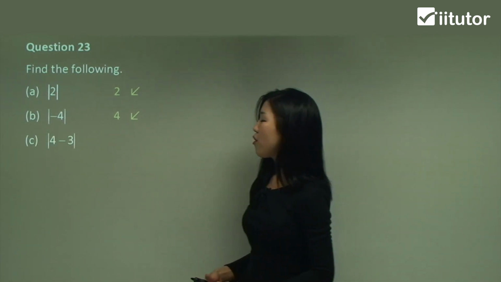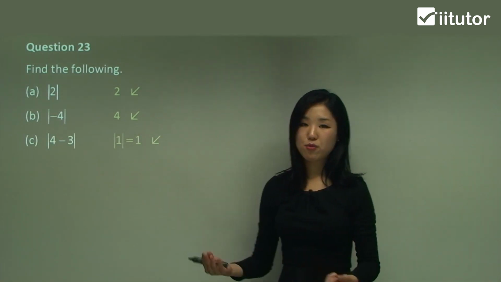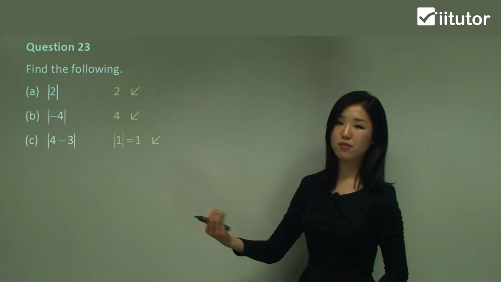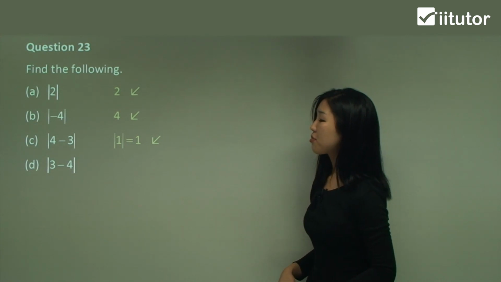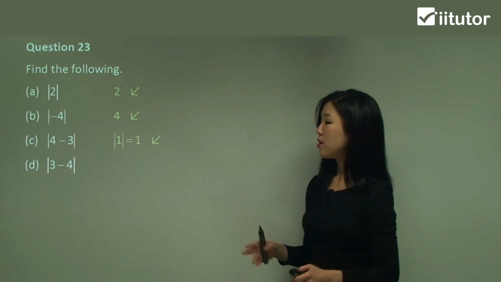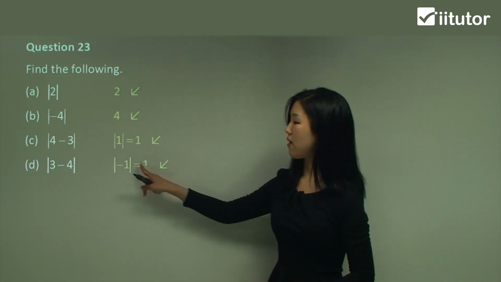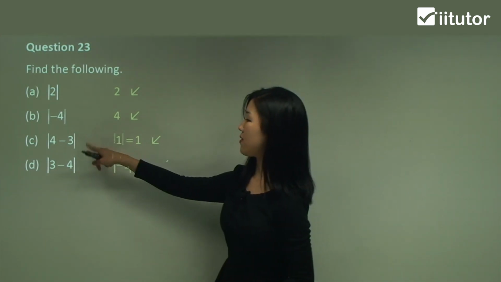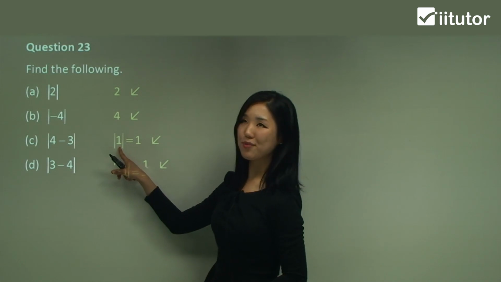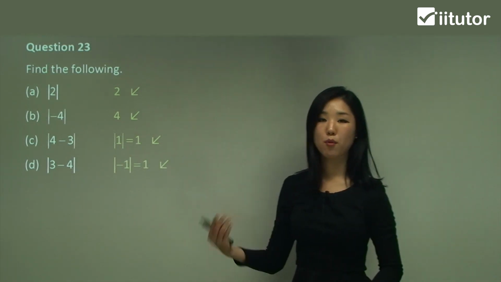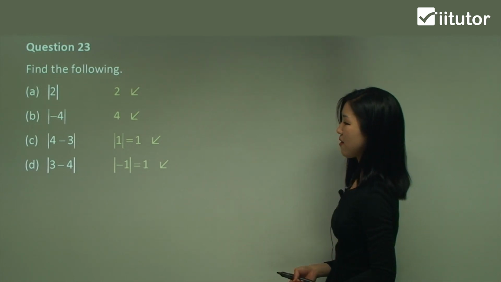Now see, 4 minus 3 is 1. Absolute value of 1 is just 1. Okay, so positive number, just stay positive. 3 minus 4 absoluted, which means it's -1. -1, we get rid of the negative and make it +1. So both these answers, absolute value of 1 and absolute value of -1, both outcomes are +1. Okay, so it's very easy.